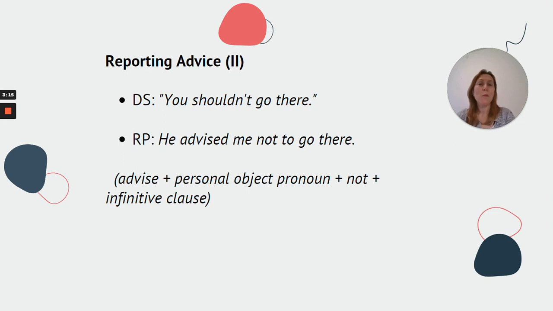Notice that when we are reporting a statement in the negative form, like you shouldn't go there in direct speech, we use the same structure plus not. So advise plus the personal object pronoun plus not plus the infinitive clause. So you shouldn't go there is reported into he advised me not to go there.